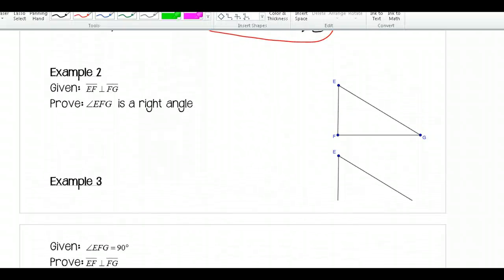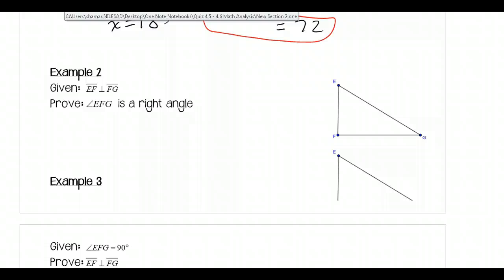Alright, looks like we have a little spacing issue here, but that's okay, we'll work with it. So for this one, we're given that EF is perpendicular to FG, so again, I'm going to make a little right angle mark here. And I want to prove that angle EFG is a right angle.